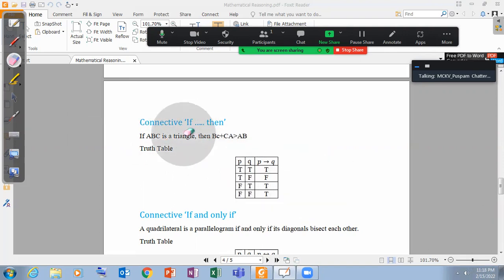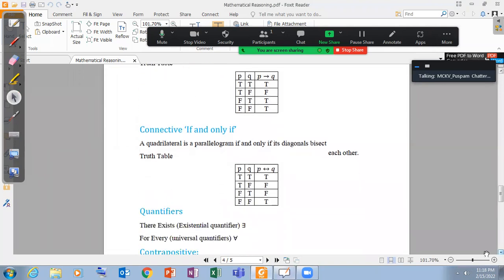Then comes the biconditional statement. For the biconditional statement, we have an example: a quadrilateral is a parallelogram if and only if its diagonals bisect each other. So it's true both ways. A quadrilateral will become a parallelogram if its diagonals bisect each other, and for a quadrilateral whose diagonals bisect each other, it must be a parallelogram. In this case, the truth table is: true true of course becomes true, true false is false, false true is false, but false false is true.